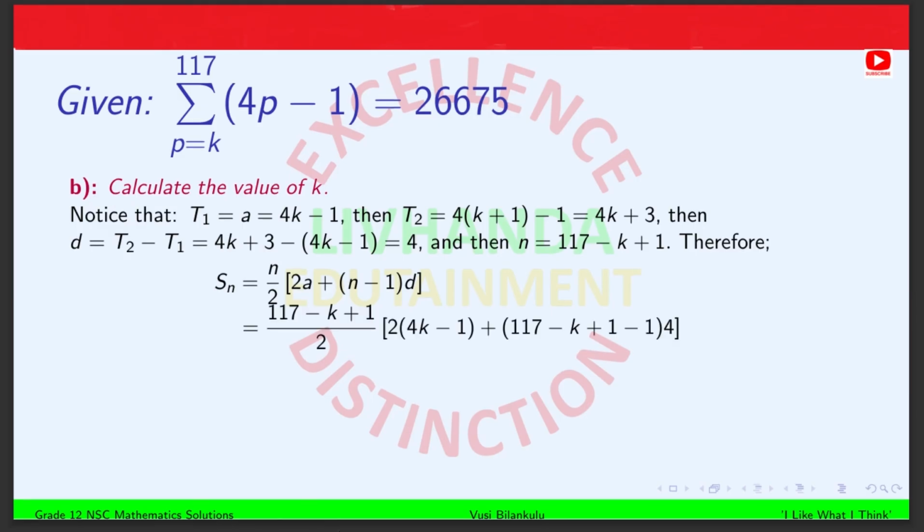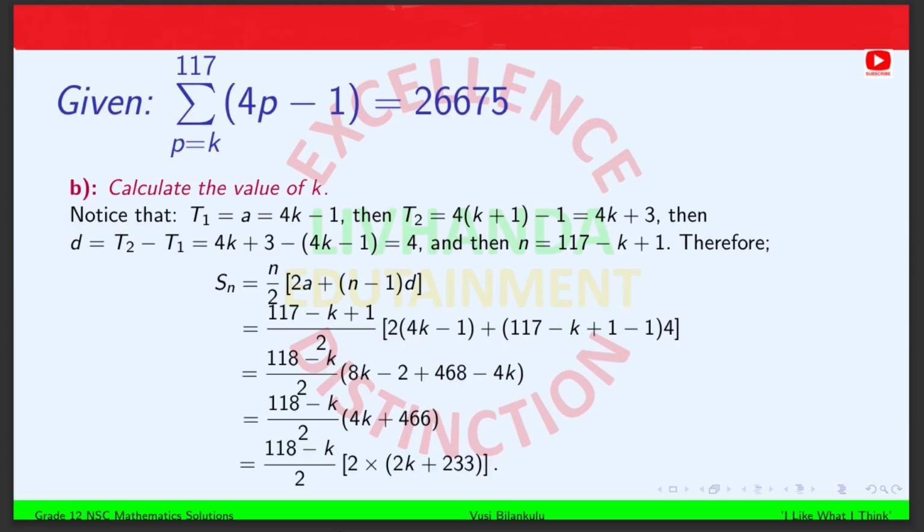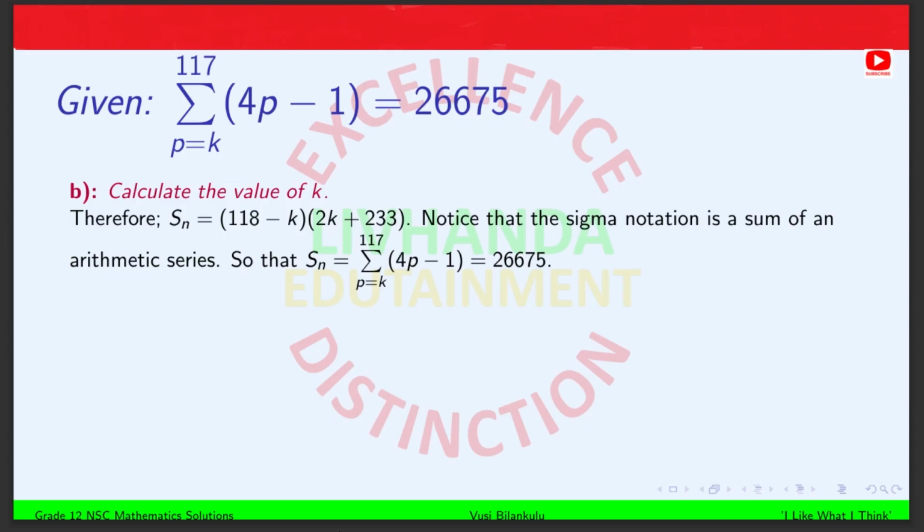Substitute the value of n, then a, and then d. Simplify using the BODMAS rule as shown in this slide. Therefore, the sum equals a product of 118 minus k and 2k plus 233. Note that the given sigma notation equals this sum of an arithmetic series. Algebraically, that is a product of 118 minus k and 2k plus 233 equals 26,675.